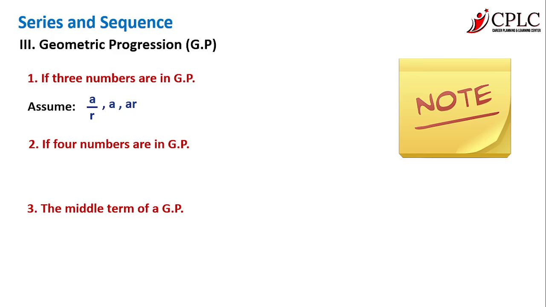There are other ways also, but it may not be that smart, considering the future workload that you have to take on. Then four numbers in GP, similar philosophy. The middle two numbers will be A by R and AR, and the common ratio also changes slightly. From r it becomes r square. So a by r, if you multiply by r square, you get ar. Then ar multiplied by r square gives ar cube. And for a by r, because we want to go behind, we divide by r square, so it becomes a by r cube.